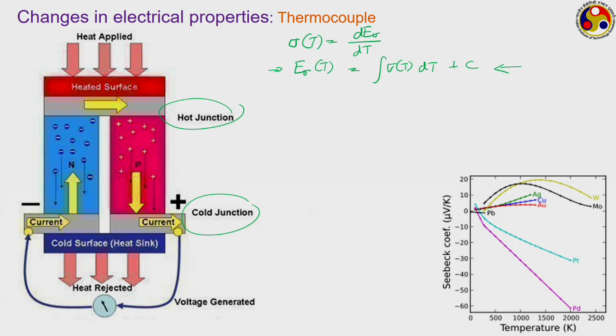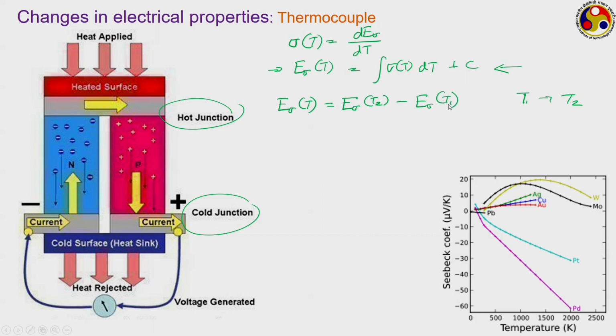So if we are dealing with a homogeneous material, then we can easily go for this E sigma as follows: if the homogeneous material is going through a temperature change from T1 to T2, or one end is kept at temperature T1, other end is kept at temperature T2, then we can easily write this as E sigma corresponding to T2 minus E sigma corresponding to T1.